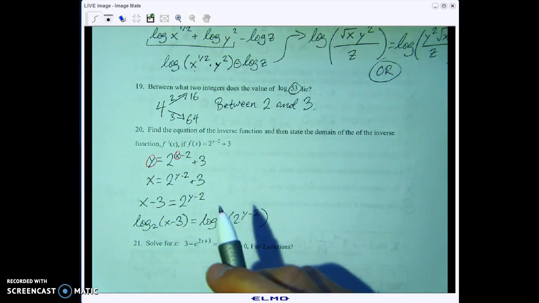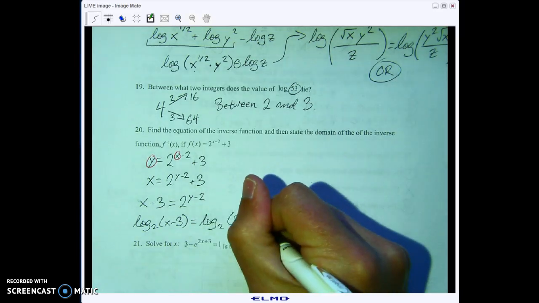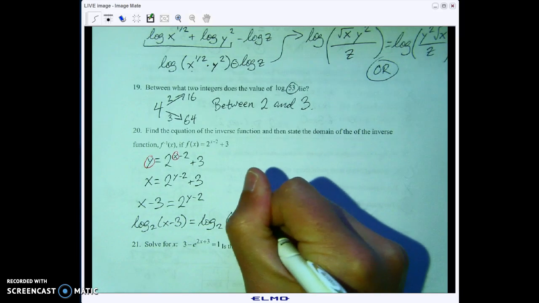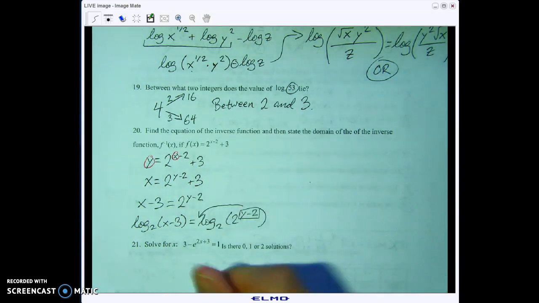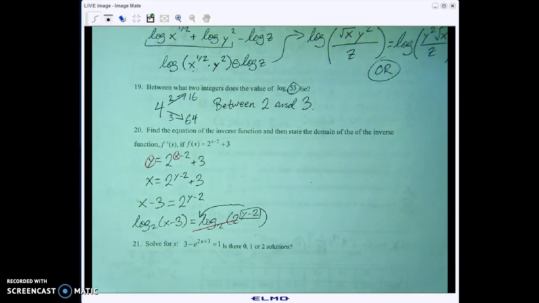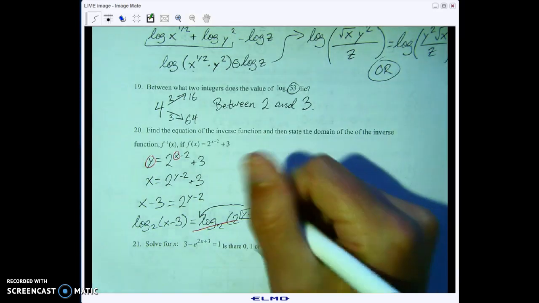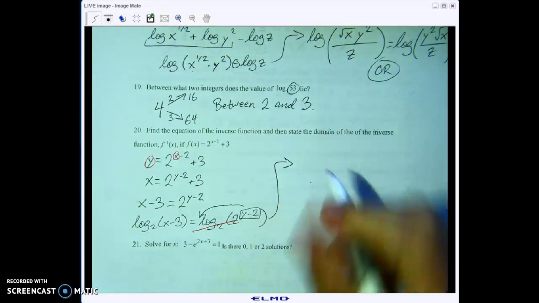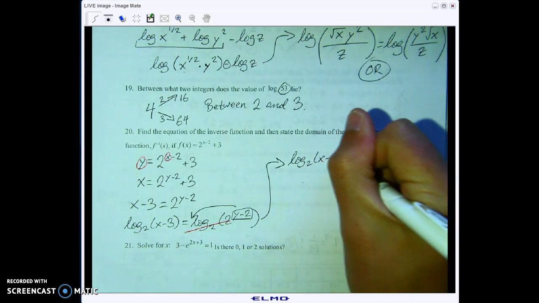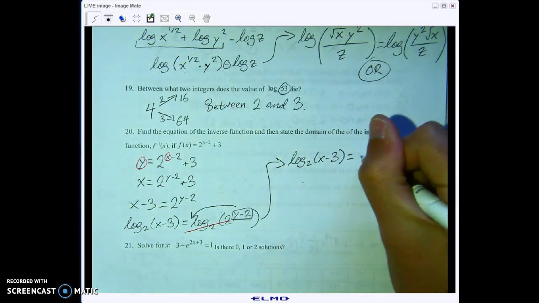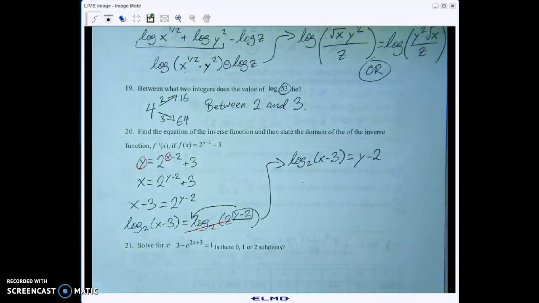And log base 2 of 2 to the y minus 2, remember we can take that exponent and move it to the front of the logarithm, and what you would have left then is log base 2 of 2, which goes to 1. So really, bringing that over here, we get log base 2 of x minus 3 on the left is equal to y minus 2, and that's it, right?